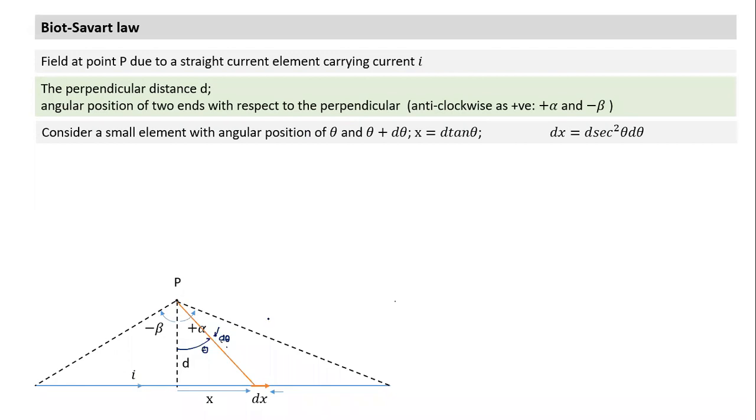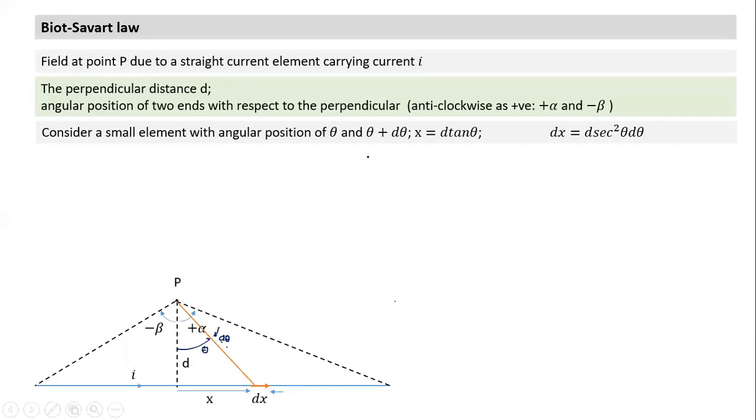What is the angular position of the small element? The angular position is theta and theta plus d theta. So the left end is at angular position theta, the right end is at theta plus d theta, and the angle subtended by the small element at point P is d theta. And x is the distance from the foot of the perpendicular, and d is the perpendicular distance here. So x by d is equal to tan theta. I want to convert dx also in terms of d theta. So x is equal to d tan theta, and dx is equal to d secant square theta d theta.